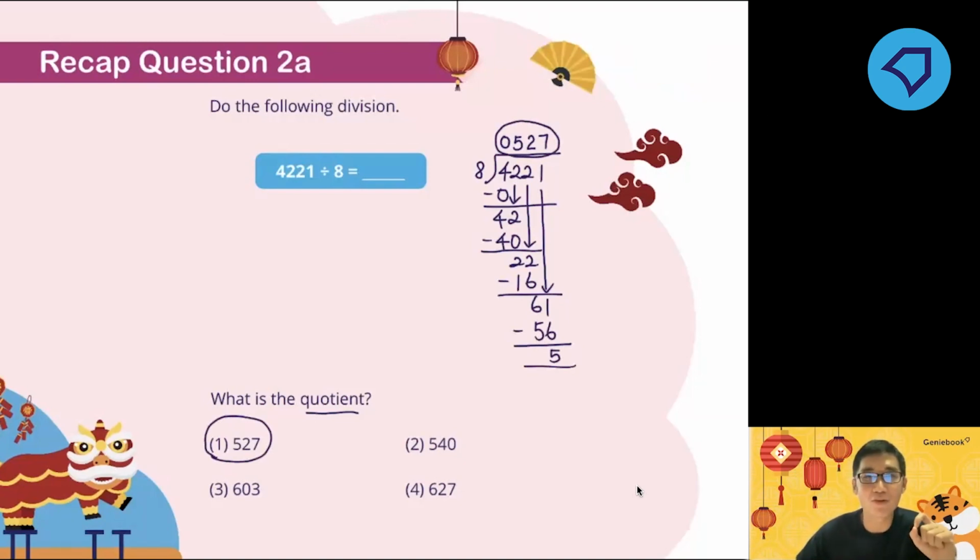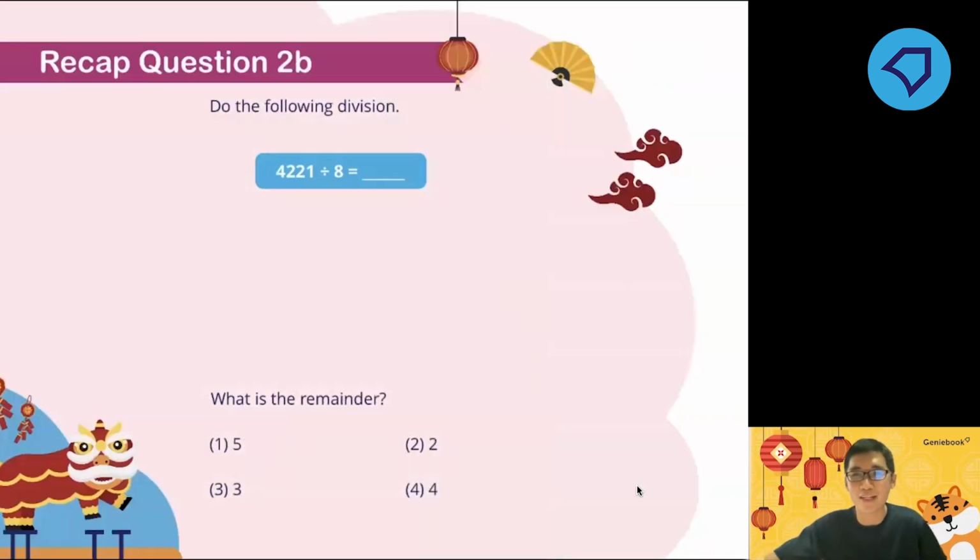Okay, so are you guys ready for your question 2B? You all can guess what question 2B is about. Question 2B is basically your remainder. I think I've given you the answer, so you'll probably just need 2 seconds to press the answer. So here comes your question 2B. What is the remainder? Are you guys ready? Are your fingers there on your cursor? Okay, so your question 2B begins right now. 3, 2, and 1. Time's up.